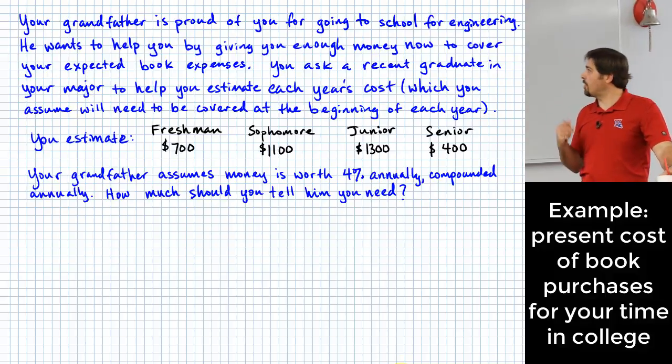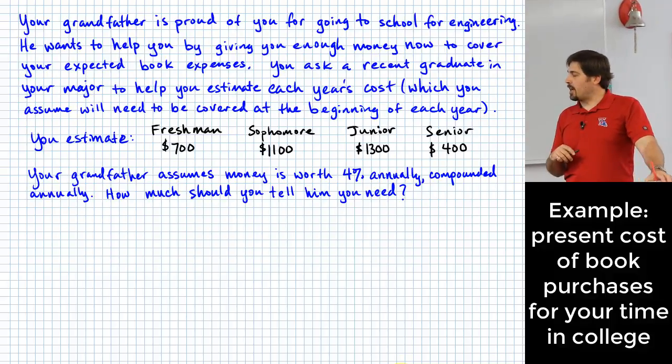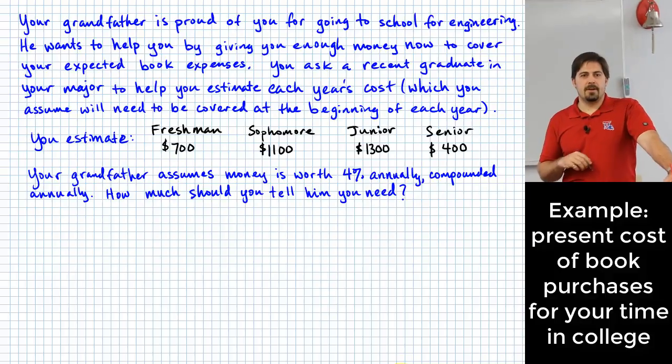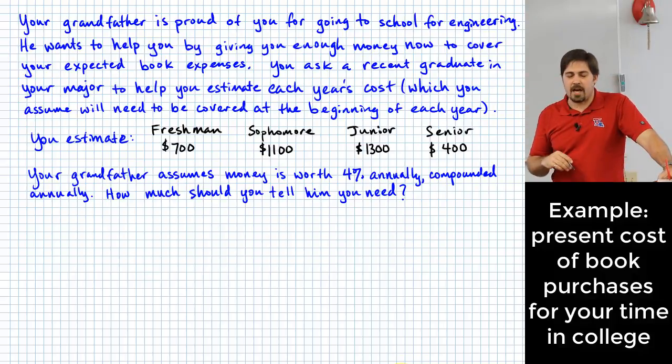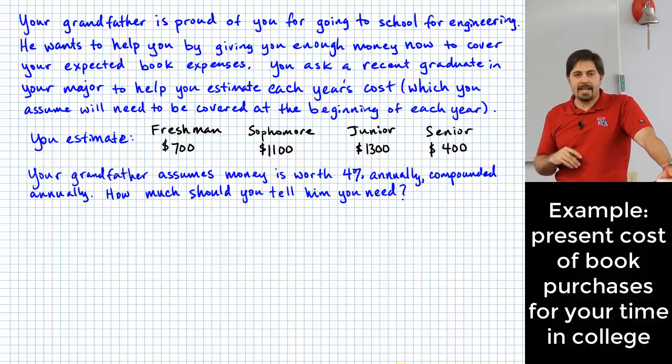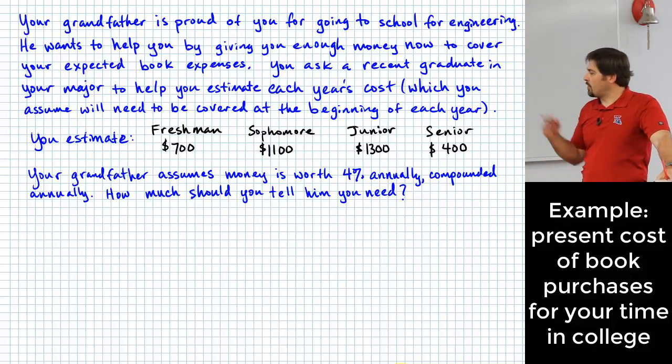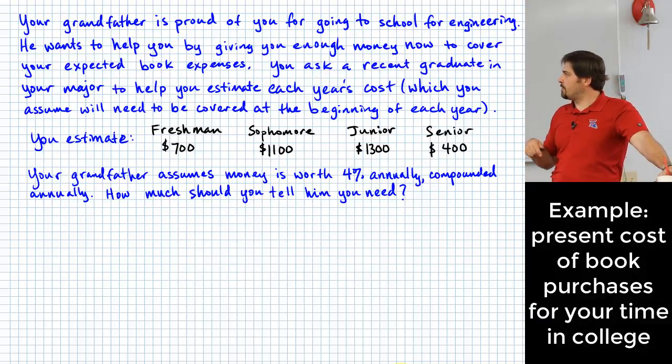So you go and you talk to a recent graduate, figure out how much they spent on books, and you get that data right down here. You're assuming that you're going to have these cash flows that happen at the beginning of each of your years of school. So you have $700 at the beginning of your freshman year, $1,100 at the beginning of your sophomore year, $1,300 in the junior, and $400 in the senior.